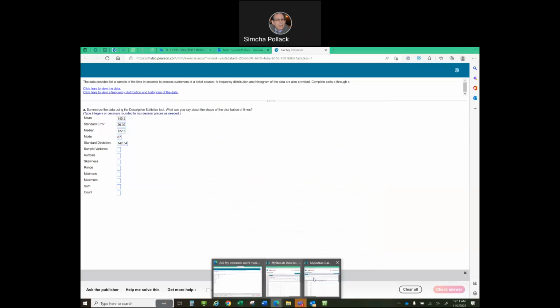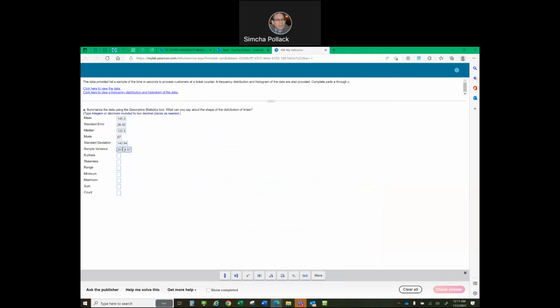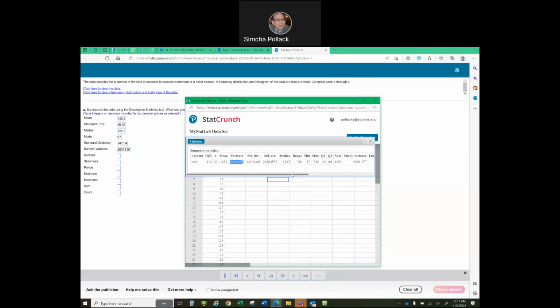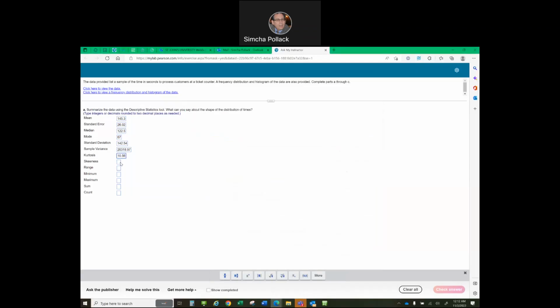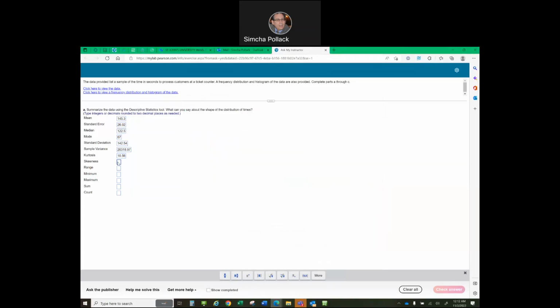Variance, 20318.97. Let's see if I can copy that. Control C, Control V. Okay, kurtosis, which is a measure of how peaked it is, if there's a peak to the data. Kurtosis at the end, I believe. 10.56. Control C, V. Skewness, which is how stretched out it is on one side or the other, and the book provides you with a 2.87. Control C. Control V.